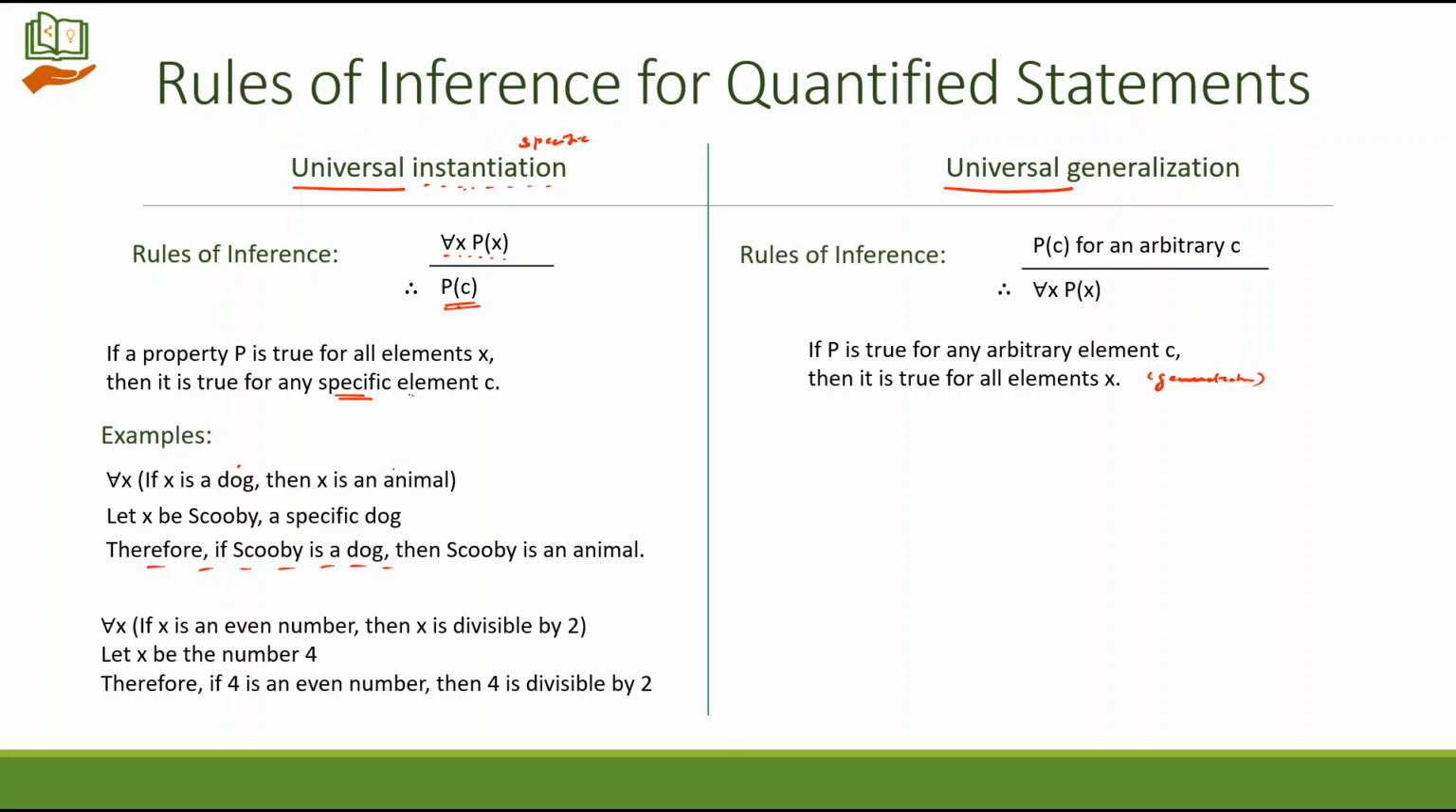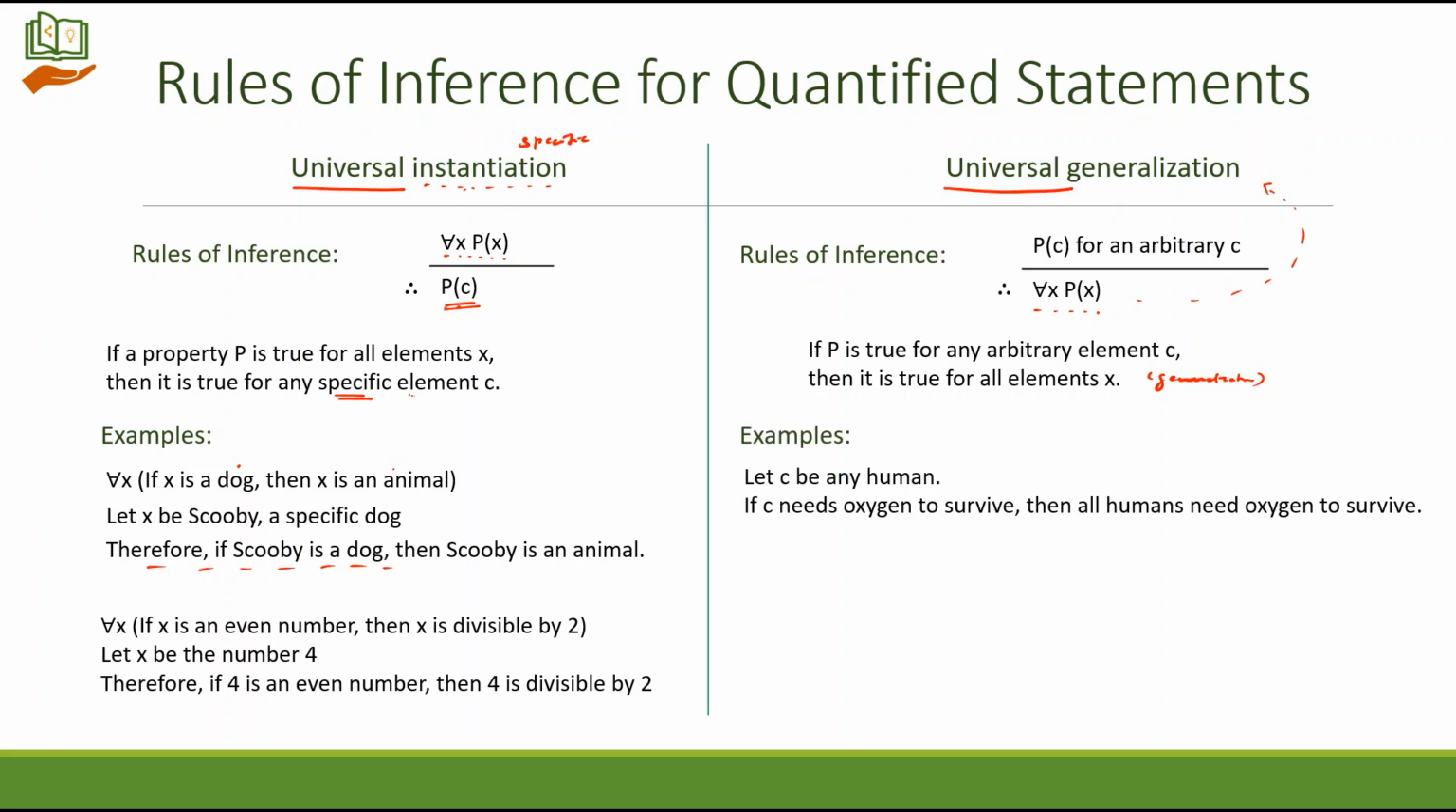Just check the rule of inference. P of C is true for an arbitrary C. Based on that, we are inferring that for all X, P of X is true. Whatever comes in the conclusion will be the name of the rule of inference here. Let's see some examples now. Let C be any human. If C needs oxygen to survive, then all humans will need oxygen to survive. So for all X, if X is human, then X needs oxygen to survive. This is what they conclude. Using this particular statement, they are generalizing it.